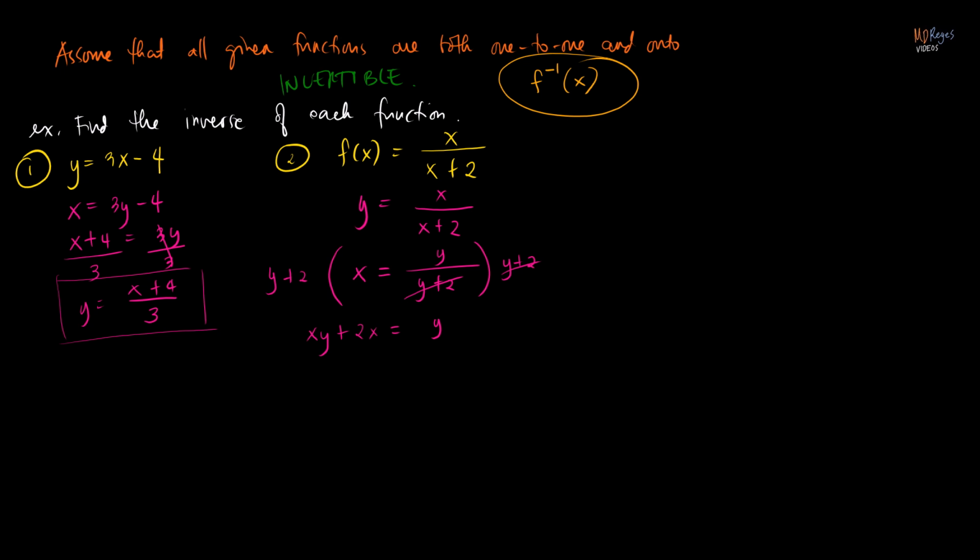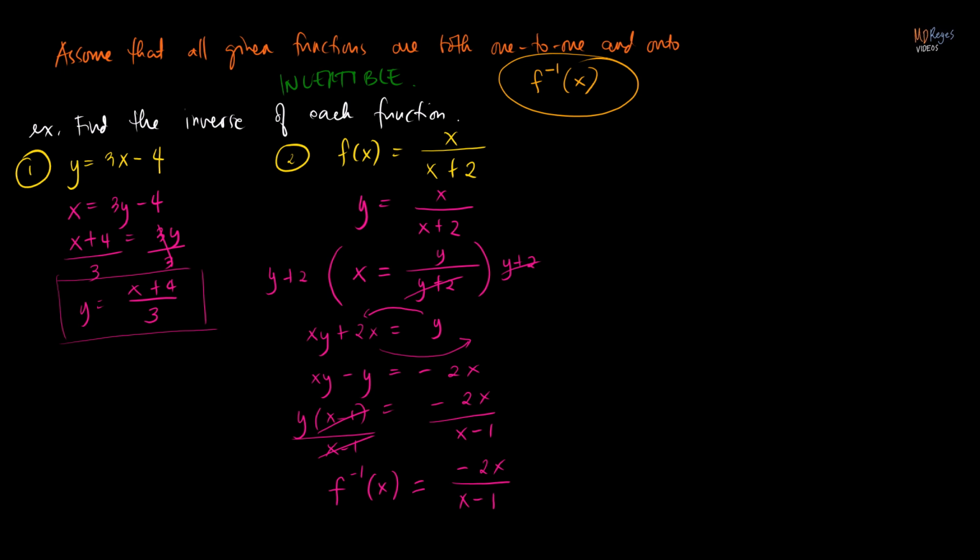So we need to write y in terms of x, so we need to combine all terms with y. Transposing terms, we'll get xy minus y equals negative 2x. Then factoring y from the left side expression, y times the quantity x minus 1 equals negative 2x. And dividing both sides by x minus 1, we have the inverse of the function, denoted by f raised to negative 1 of x. This is read as inverse of f of x equals negative 2x over x minus 1. This is our final answer.